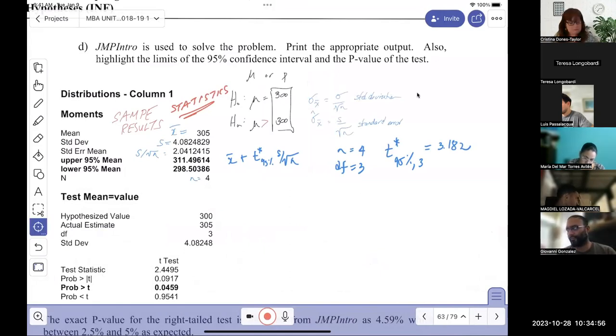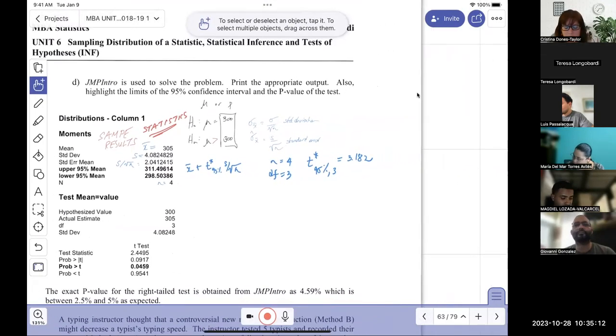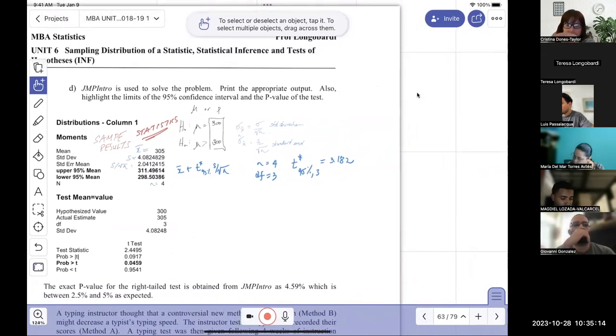And you can check. You can take X bar, take 3.182 times this S over root N and add it to X bar, and you should get this number. Let me know if you can see the screen. I'm fighting with the screen showing the classroom.